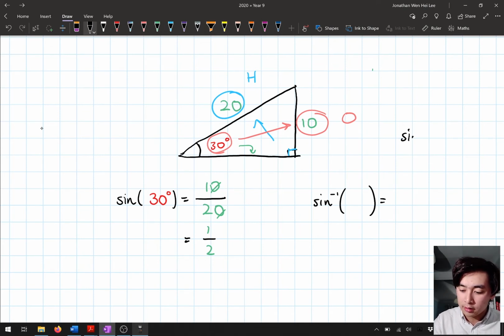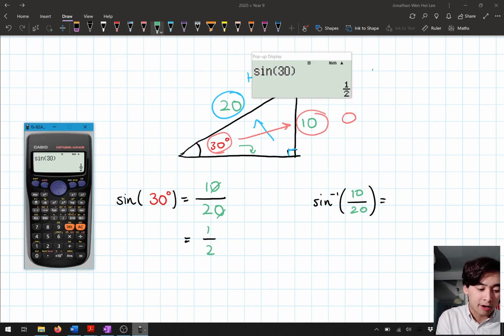So just remember, sine theta is equal to O over H. So sine inverse O over H will give you your angle. So here, I'm going to put in O over H. So in my triangle, I had O is 10 and H is 20. And that should hypothetically give me 30 degrees. So let's put that in my calculator.